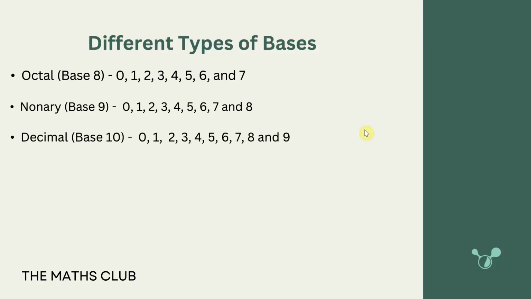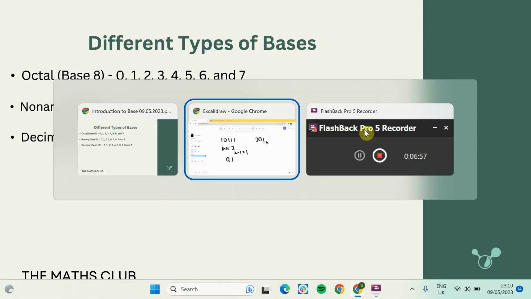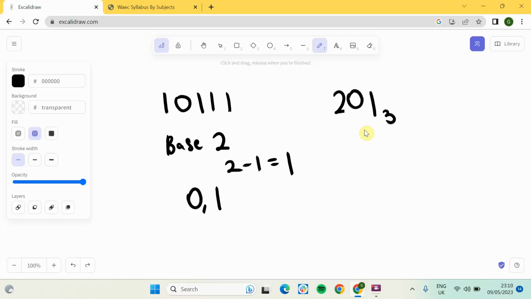Great. And you see nonary from 0 to what? To 8. And then our decimal number, which is base what? Base 10. Base 10 is the number that we know, and you can see from 0 up to what? Up to 9.